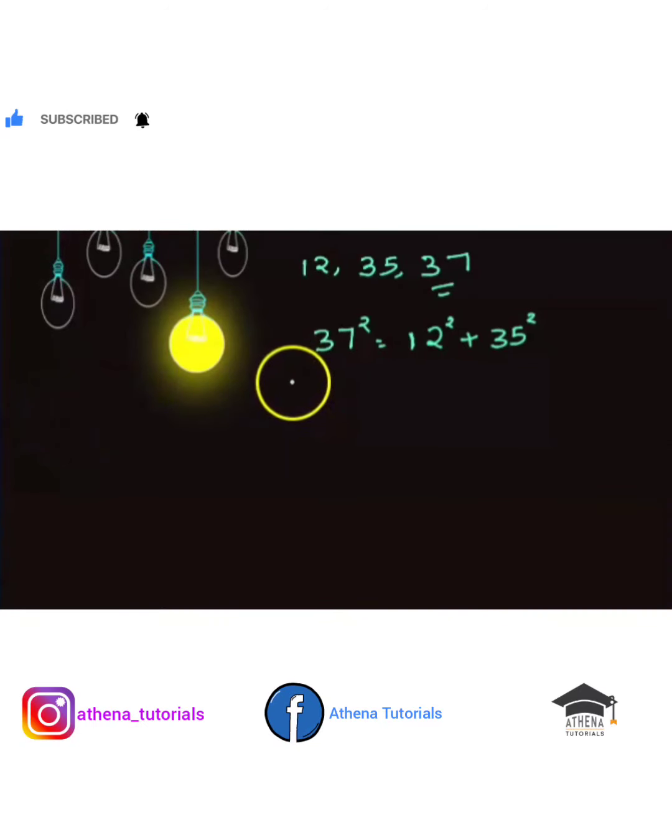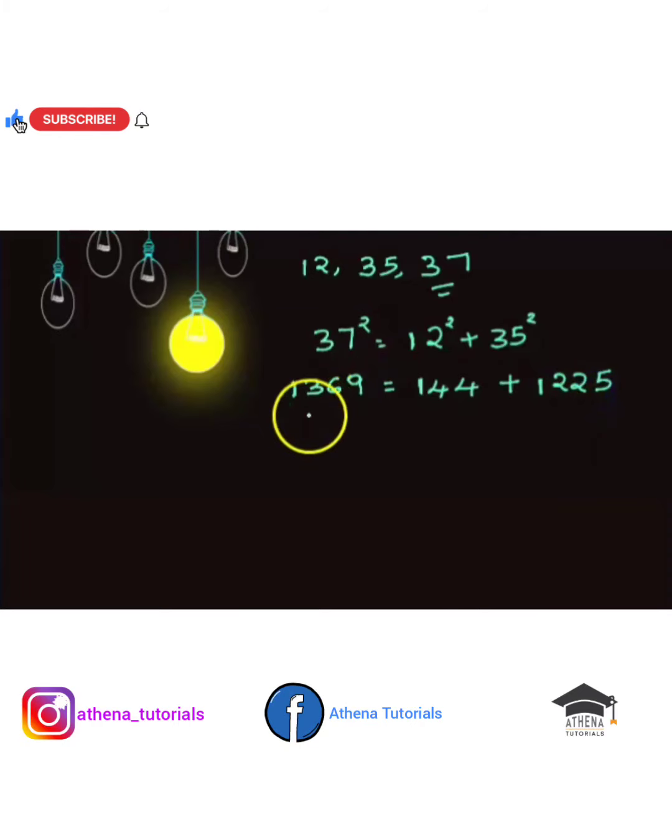37 square will be 1369. You can just work it by yourself. And 35, what is 12 square? It is easy, that is 144. Plus 35 square will be equal to 1225.